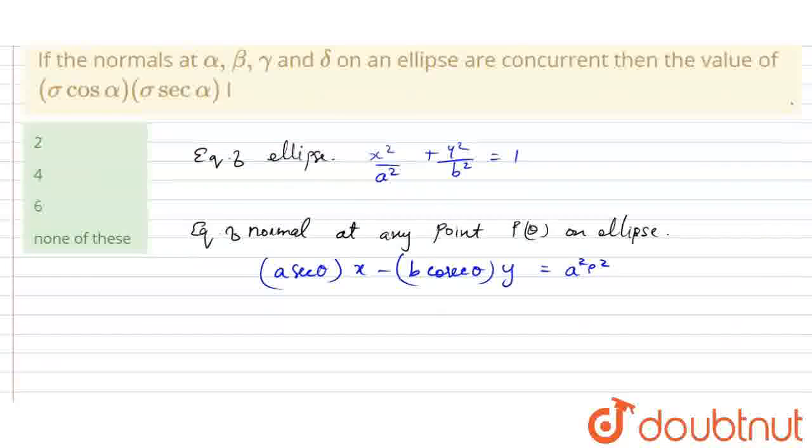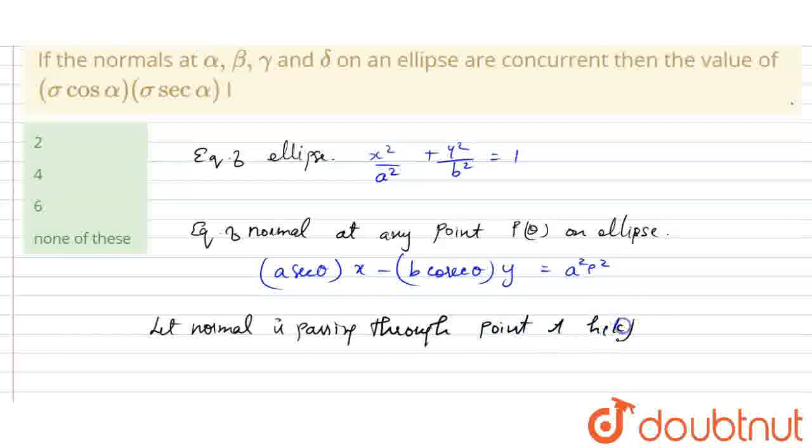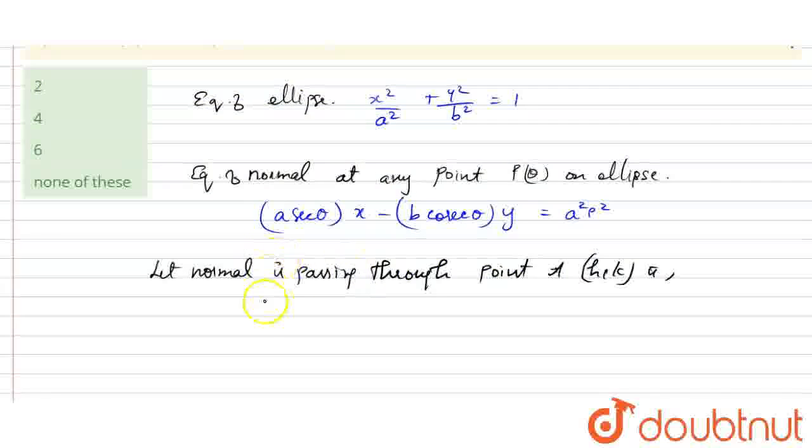Okay, students. Next, let the normal be passing through the point A which is h comma k. So a secant theta into h minus b cosecant theta into k is equal to a square e square.